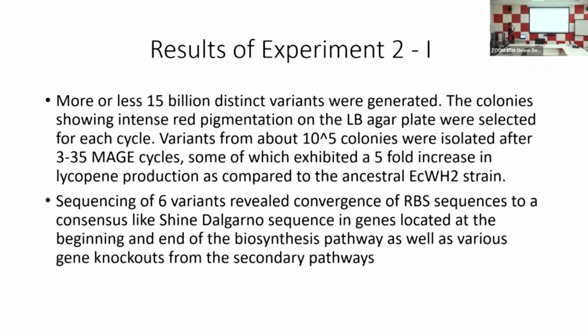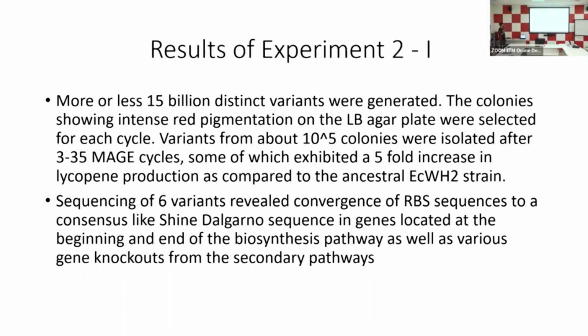The colonies showing intense red pigmentation on the LB plate were selected for each cycle. Variants from about 10^5 colonies were isolated after 3 to 35 MAGE cycles, so ranging from 3 to 35 MAGE cycles. Some of which exhibited a 5-fold increase in lycopene production as compared to the ancestral ECHW2. That strain was originally used to run through all the MAGE cycles.